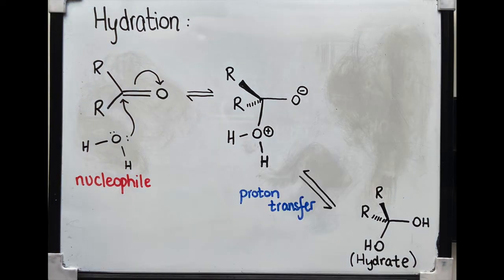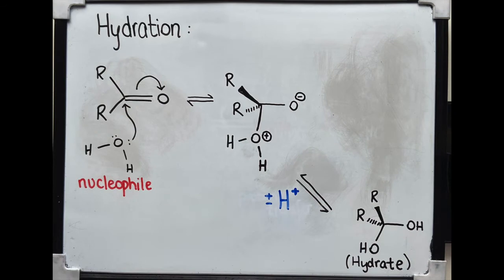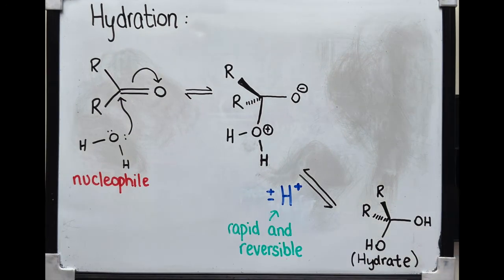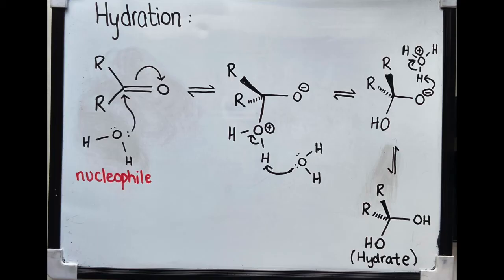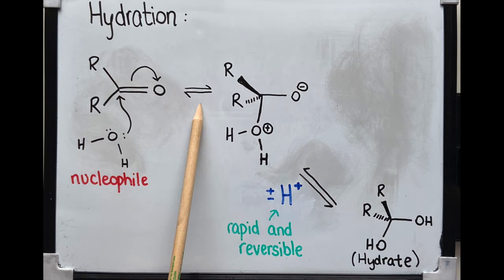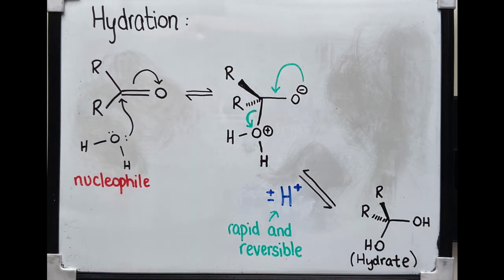If you feel comfortable with this, you can represent this as a shortcut by writing proton transfer, or plus minus H plus. This proton transfer is very rapid and reversible. However, if you struggle with this concept and prefer to draw the full mechanism, then please feel free to do so. You might be wondering why this step here is reversible. The negative charge on the oxygen can push down and kick out the water as a good leaving group. Therefore, the addition of water to the carbonyl group is a reversible process.